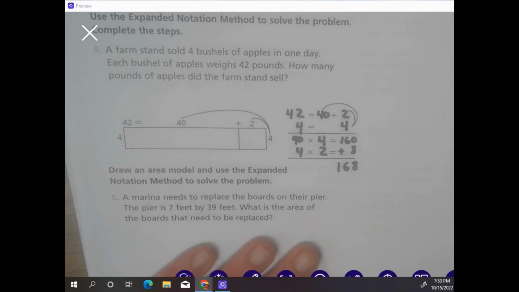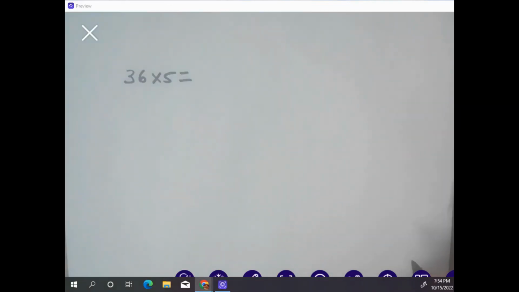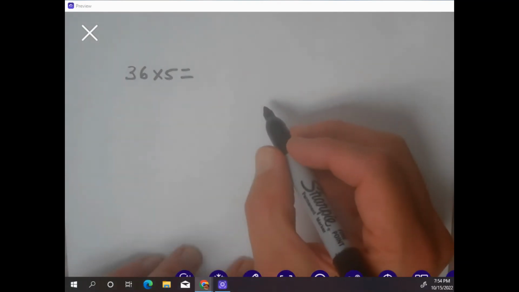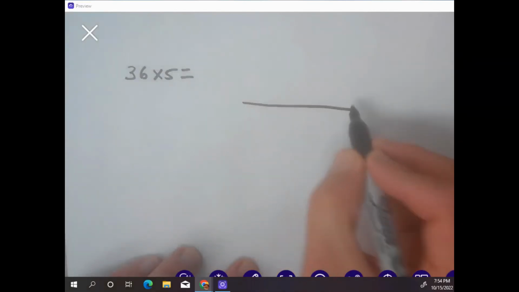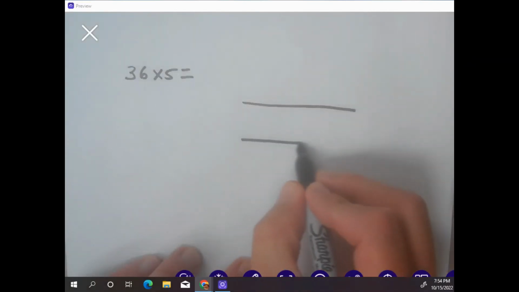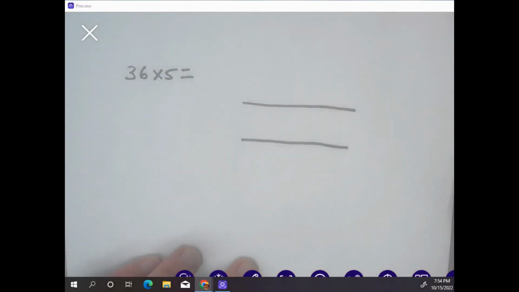If you'd like, I'll do one more example. You can maybe get started on it and see if you can do it maybe before I finish the example. Okay, if you have a piece of scrap paper, you can go ahead and work this one with me. It's 36 times 5. The first thing I do to set up the expanded notation method is I do those two kind of long lines. I give myself a little bit of room to kind of work those problems.